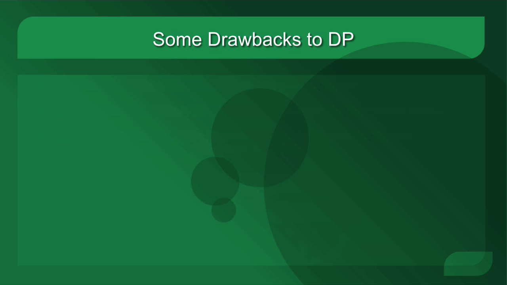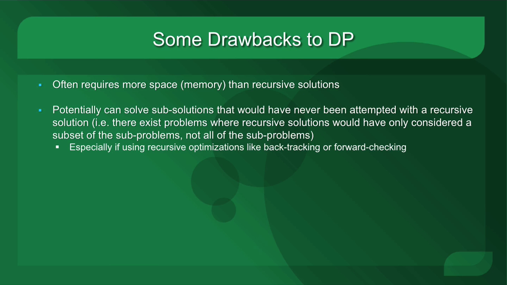So we've seen some performance gains potentially from using DP over just straight recursion. And also DP can be used to solve some very complex problems or problems that we don't have better solutions for. But there are a couple of drawbacks, some which you've already detected, like it often requires more space. So again, the space-time trade-off. Potentially, it can solve sub-solutions that would have never been attempted with a recursive solution. In other words, there exist problems where recursive solutions would only have considered a subset of the subproblems, especially if you're using optimization techniques like backtracking or forward checking.